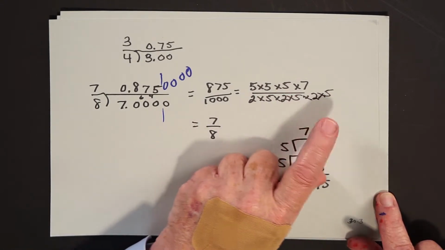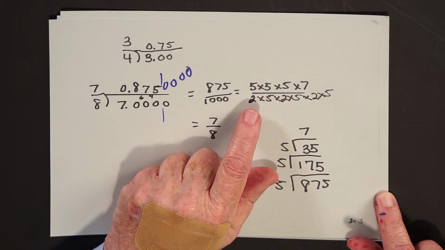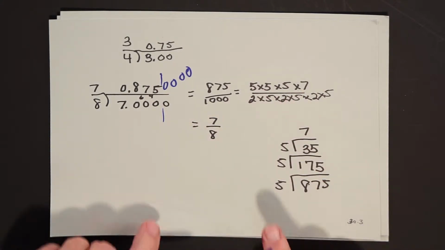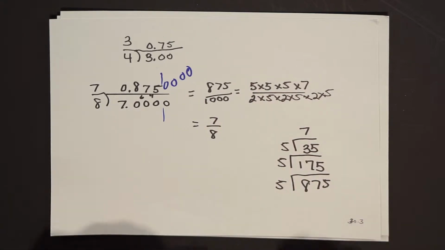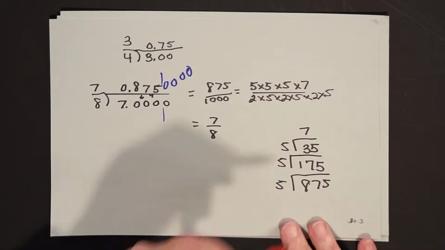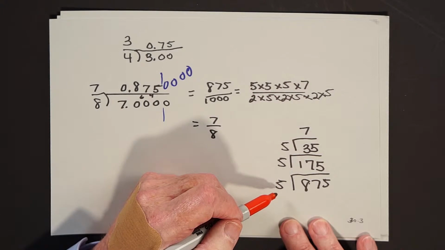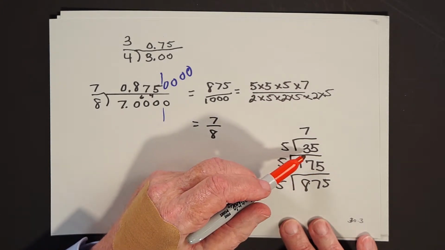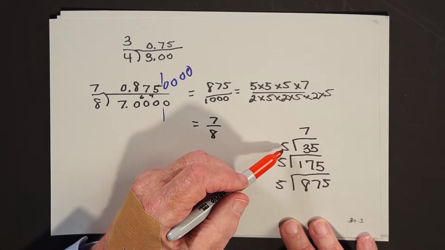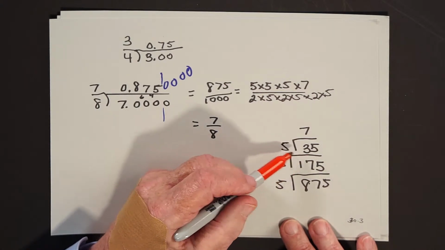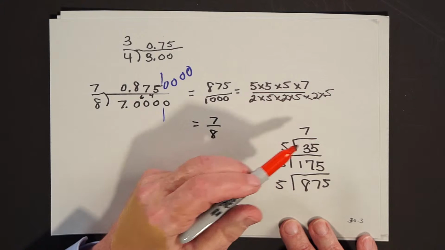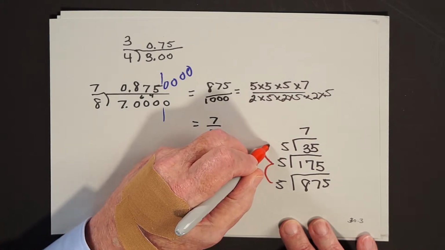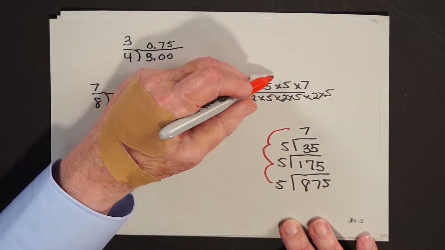It's 10 times 10 times 10, which is the same as 2 times 5 times 2 times 5 times 2 times 5. What happens to 875 if I break it down into prime factors? If I divide 875 by 5, the answer is 175. 175 is divisible by 5. The answer is 35. 35 is divisible by 5. The answer is 7. So 875 is 5 times 5 times 5 times 7.